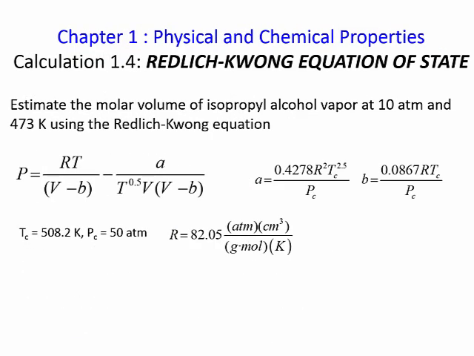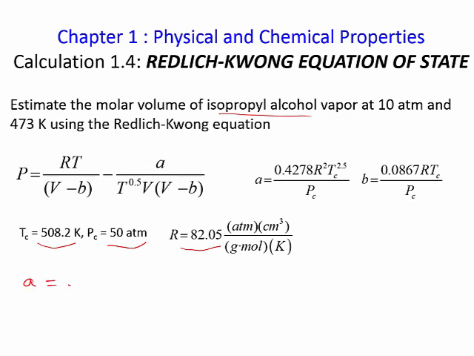Let's assume a critical temperature of 508.2 Kelvin and a critical pressure of 50 atmosphere for isopropyl alcohol. Also, let's use a gas constant of 82.05 in appropriate units for this equation. Let's calculate values for small a and small b.